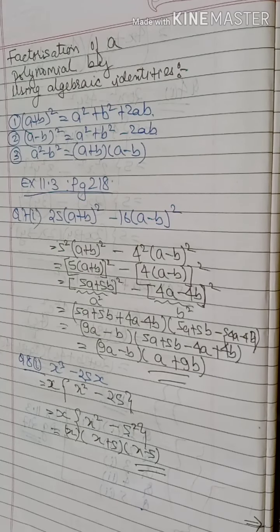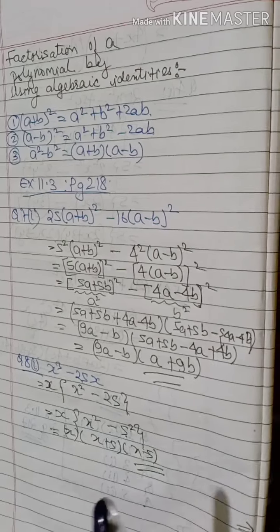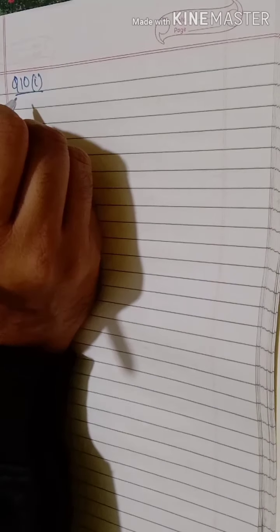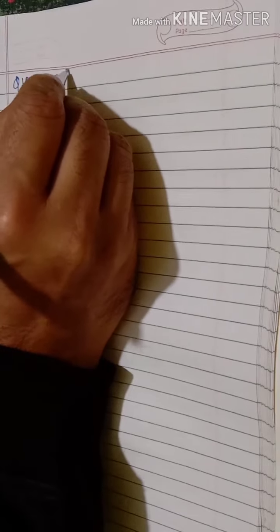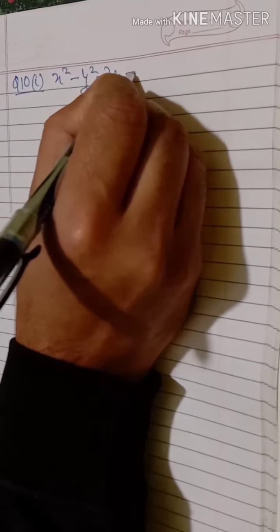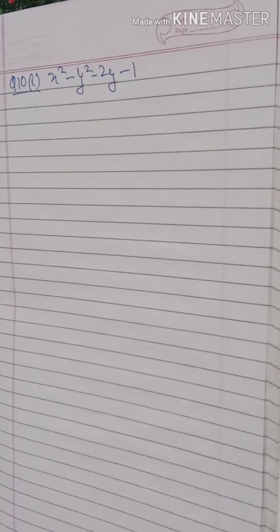Okay, now let us discuss one more type of question. This is a new type of question, question number 10 Roman 1. So let us solve question number 10 Roman 1 and see how we go about it. The question reads as x square minus y square minus 2y minus 1.